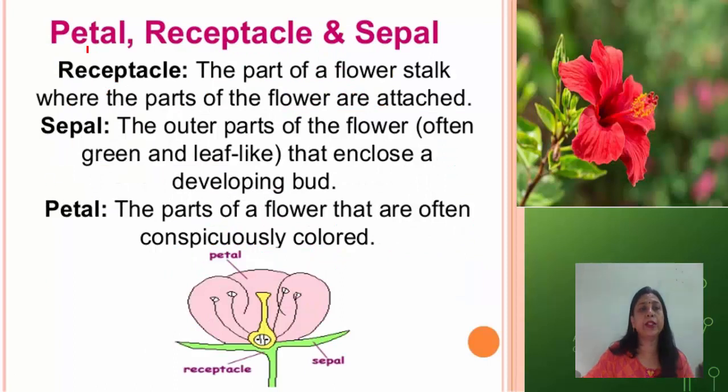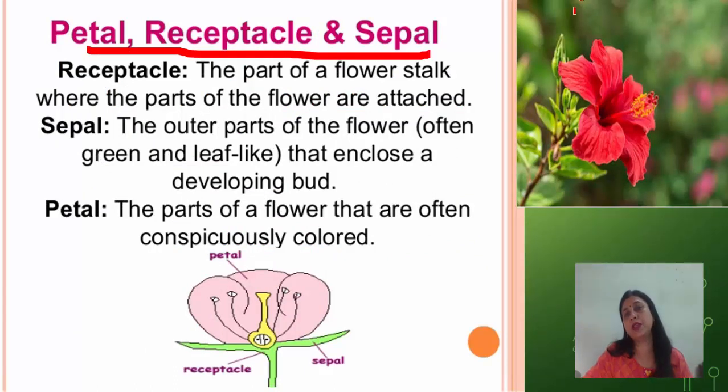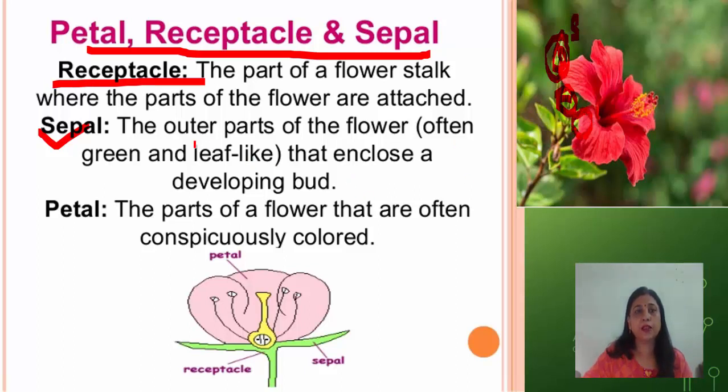Now, what are petals, receptacles and sepals? You can see in this hibiscus flower, these green parts which are covering the bud are known as the sepals. The outer parts of the flower, often green and leaf-like, that enclose a developing bud, are known as sepals, as I have shown here. What is the receptacle? This is the receptacle, the part of the flower stalk where the parts of the flower are attached.